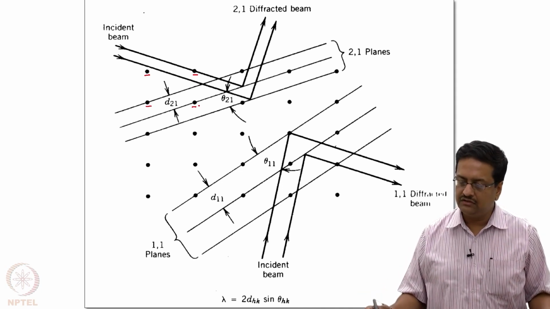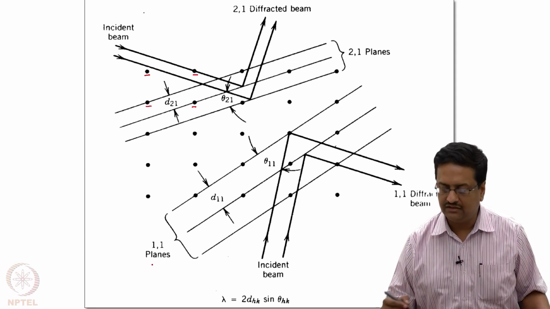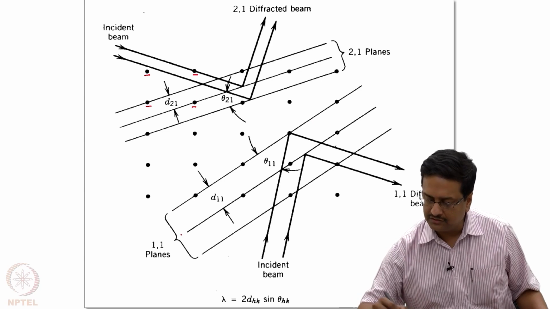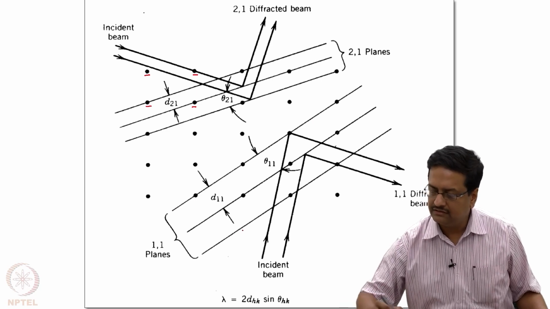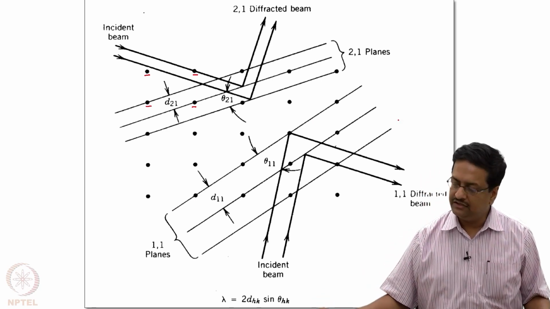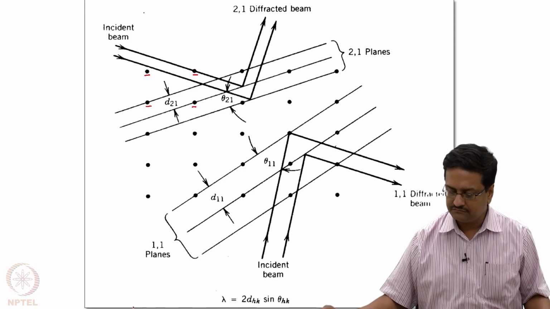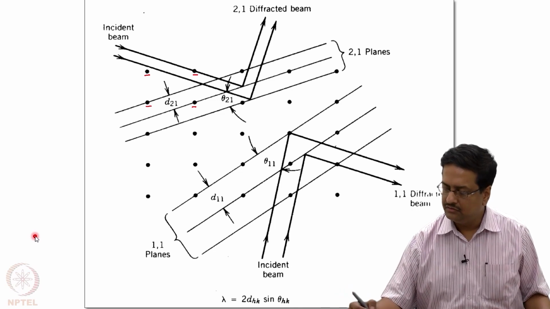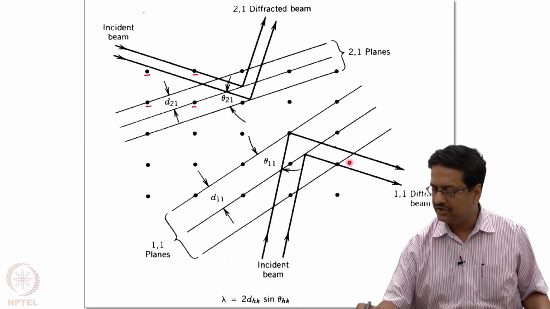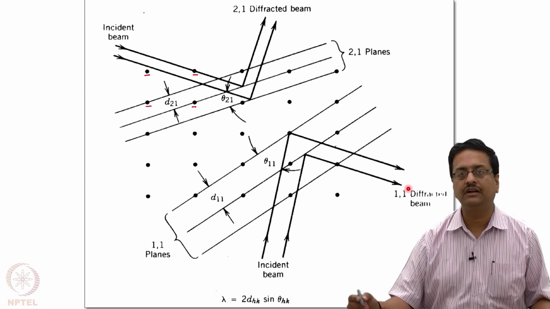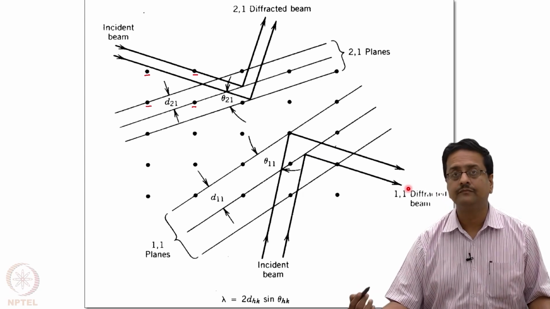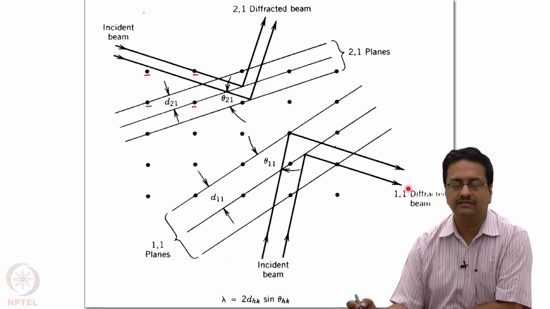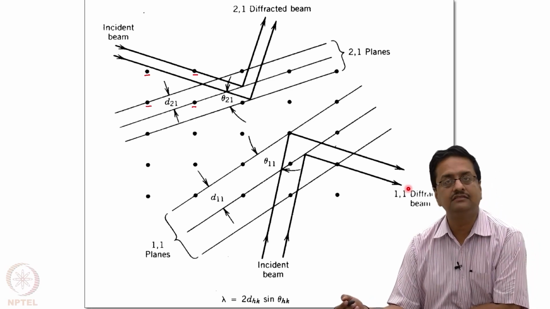So now if we draw a set of 1, 1 planes, which is passing through the corners like that, these planes will always have their corresponding incident beam and coming out diffracted beam, and at some particular angle of theta, the diffraction angle, it will give you X-ray diffraction from the 1, 1 set of planes.